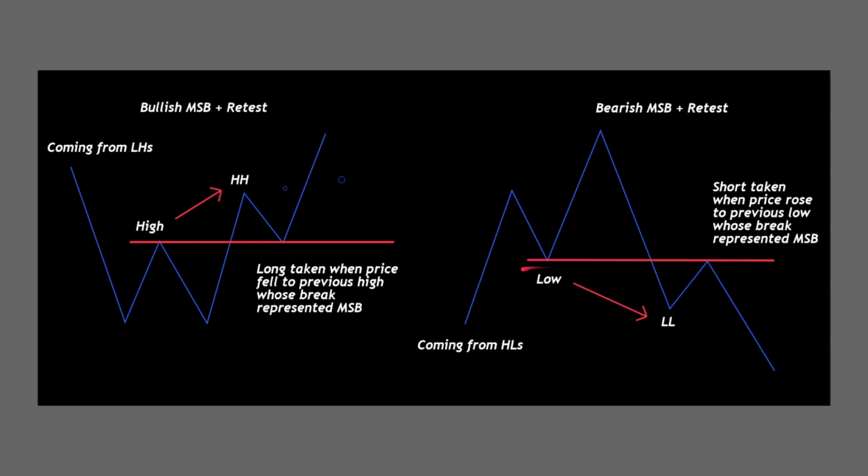This is acting as our resistance level. If price comes up and produces a high above that, well, maybe this is not necessarily valid in this case. And in this case, the short could be taken when price rose to the previous low, right? This is our retest. It came back up. This is where our level whose break represented the market structure break. And here we could take a short because it's most likely that there is a shift in the market structure. It's more likely that price is going to go down.